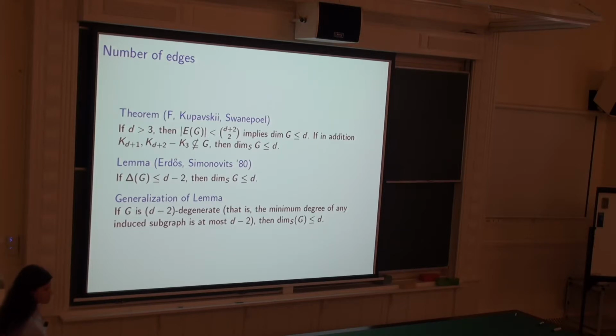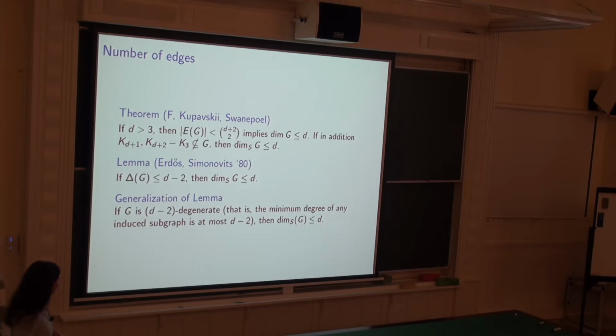So if the graph is d minus 2 degenerate, then we are already done. Otherwise, there must be a subgraph of minimum degree at least d minus 1. And this subgraph cannot have too many vertices because of this condition on the number of edges. And also it cannot have too few vertices because of this condition on the minimum degree. We first deal with this subgraph of minimum degree d minus 1, and then we add back to the embedding the other vertices.